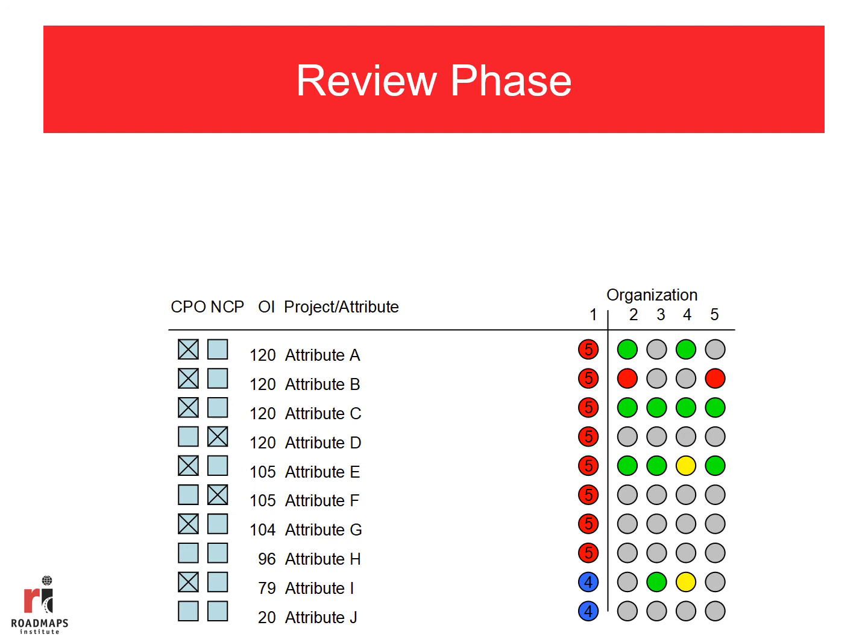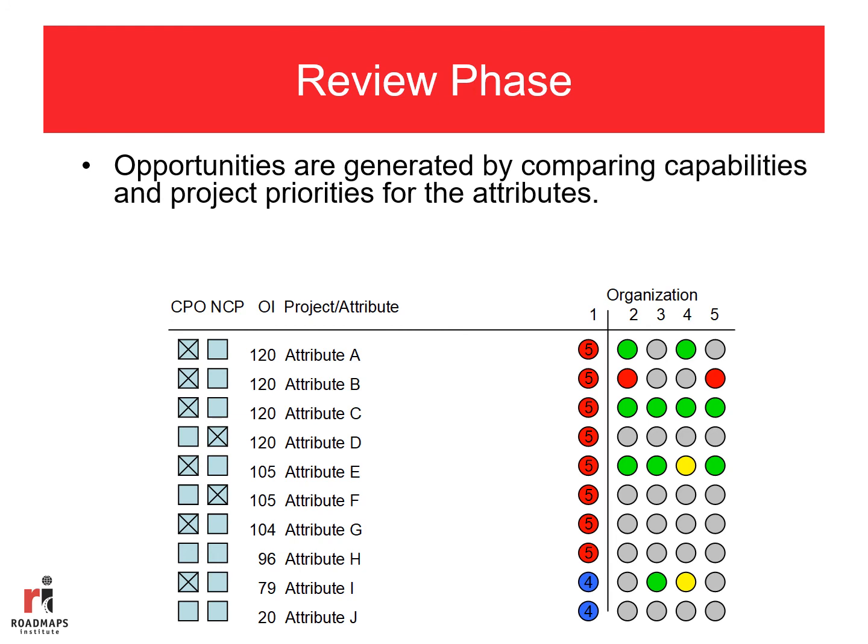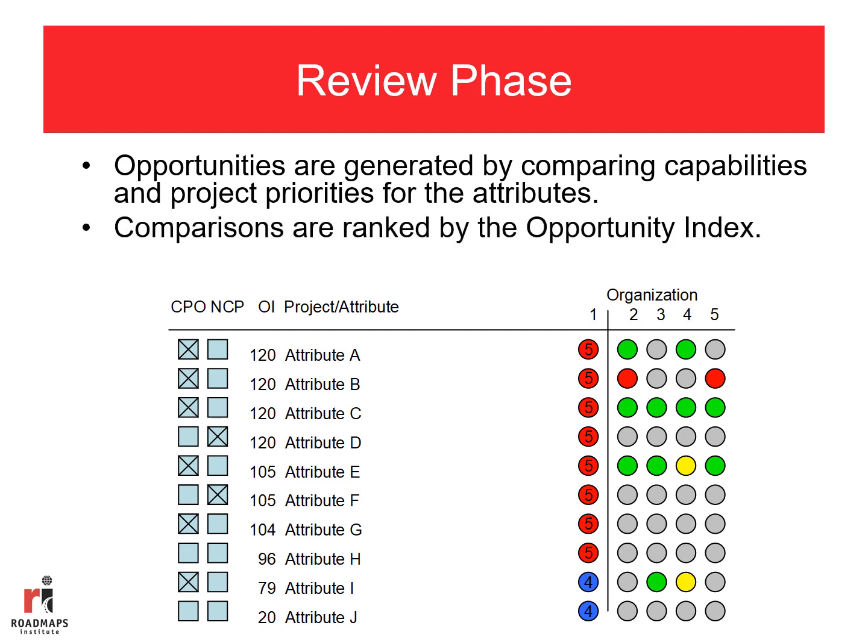So the very first phase in the robust process is the review phase, and this is relatively identical to the first phase of the roadmap process, which is also review. In fact, review and opportunity are even titled the same for both of these processes, robust and roadmap. In the review phase, opportunities are generated by comparing capabilities and project priorities for the attributes. The comparisons are ranked by the opportunity index. We can see the opportunity index as the OI in the third column. The higher the value of the opportunity index, the higher the rank it will receive.